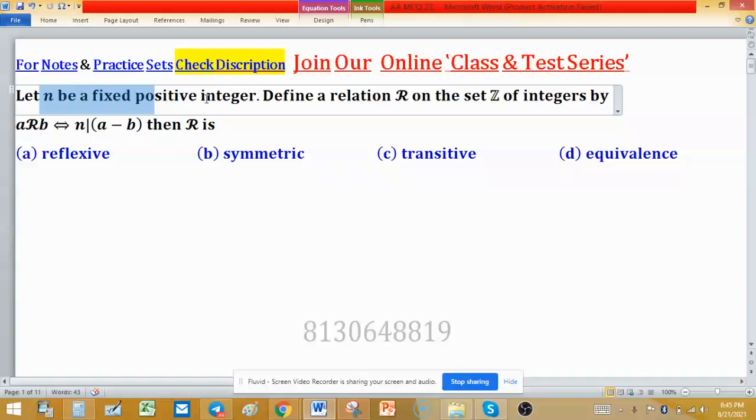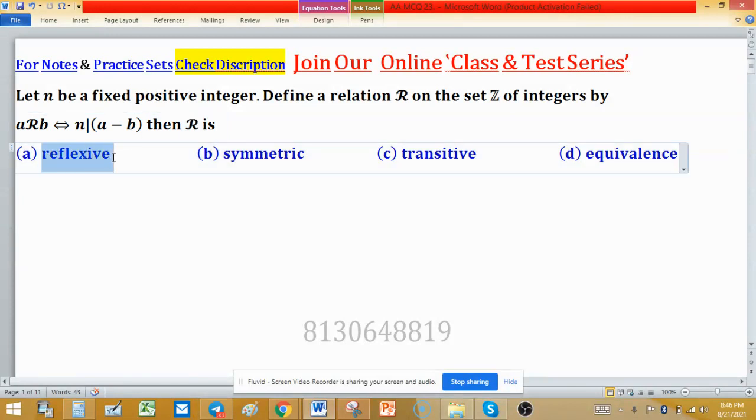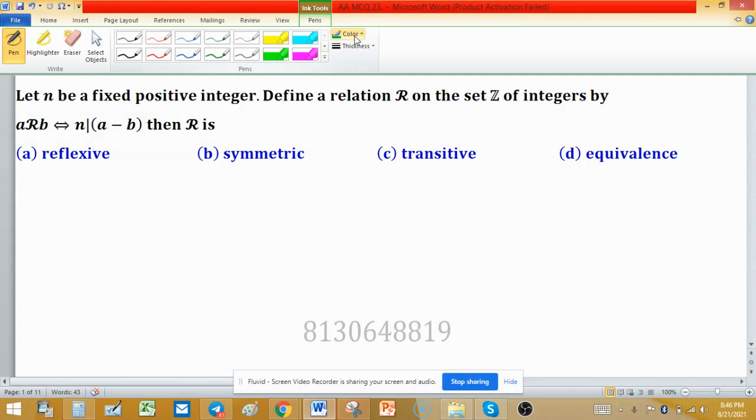Let n be a fixed positive integer. Define a relation R on the set Z of integers by: a is related to b if and only if n divides the difference a minus b. Then R is reflexive, symmetric, transitive, and the fourth option is equivalence relation. So we have to check all options one by one.